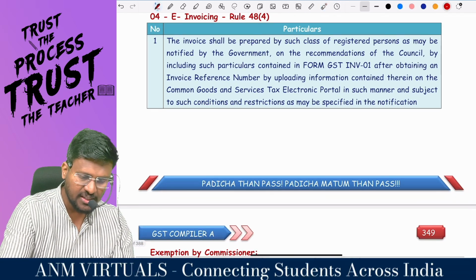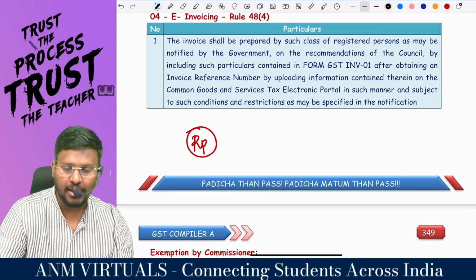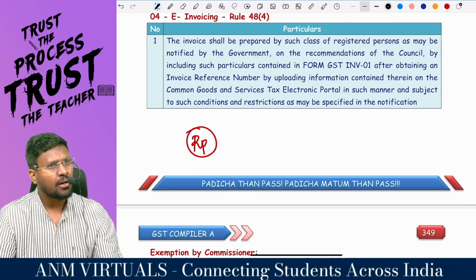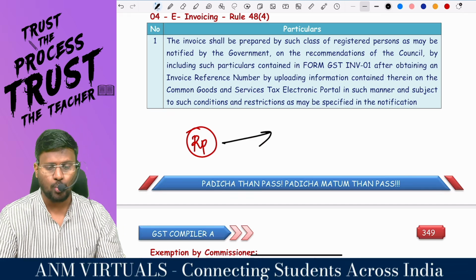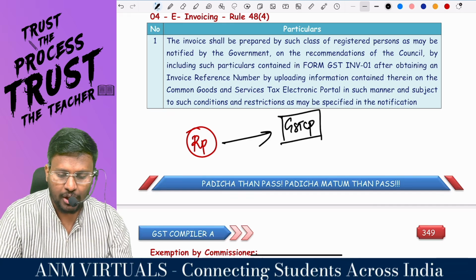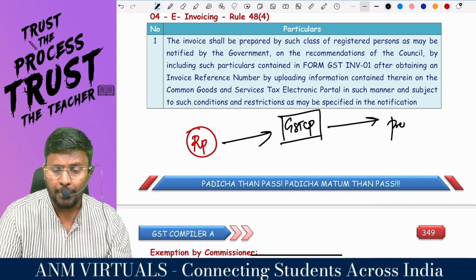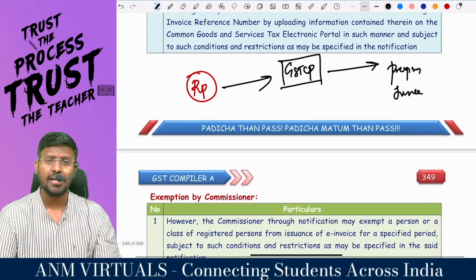What they are trying to say is, if you are a registered person, of the class which we will notify on the recommendation of the council, and you are raising the invoice, the details of the invoice have to be uploaded on the GST common portal. And the GST common portal will prepare an invoice for you. That invoice is called what? E-invoice.